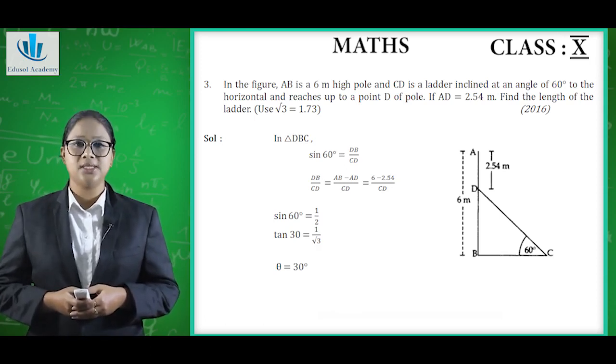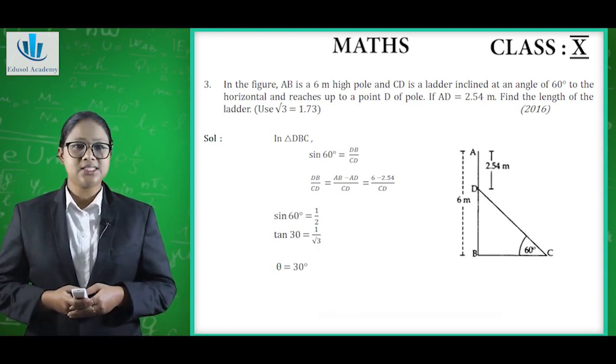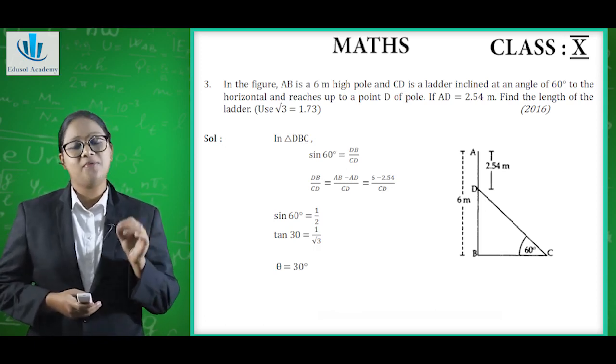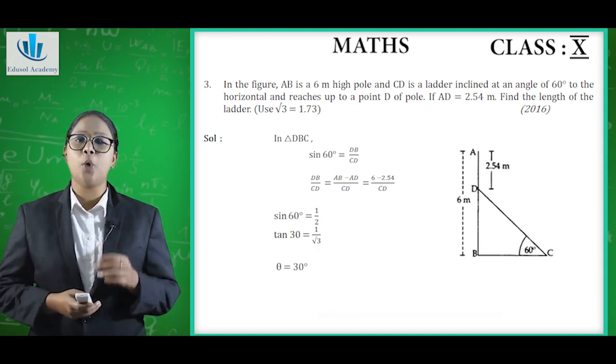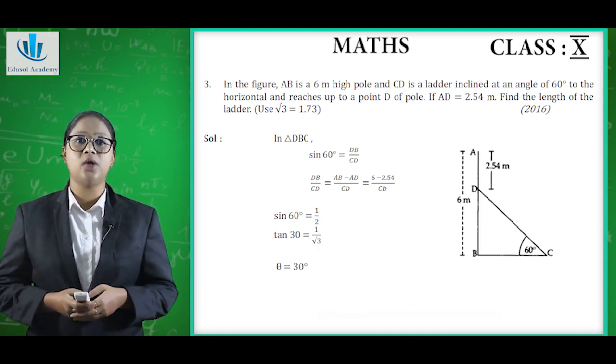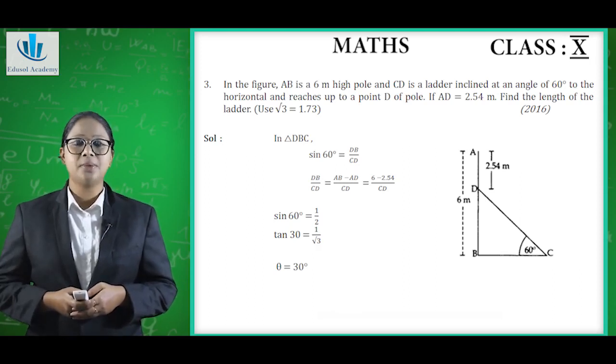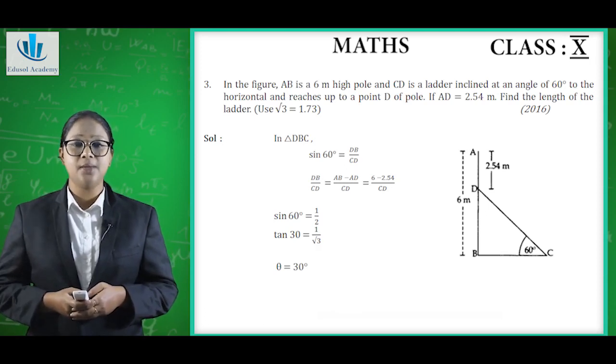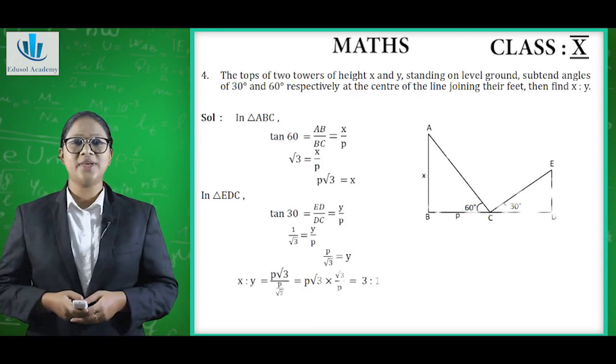So in triangle DBC, sine 60 is equal to DB by CD. Now DB can be found by subtracting 2.54 from 6. So (6 minus 2.54) by CD is equal to sine 60, which is root 3 by 2. So root 3 by 2 is equal to 3.46 by CD, or CD is equal to 4 meter. Moving on to the next question.